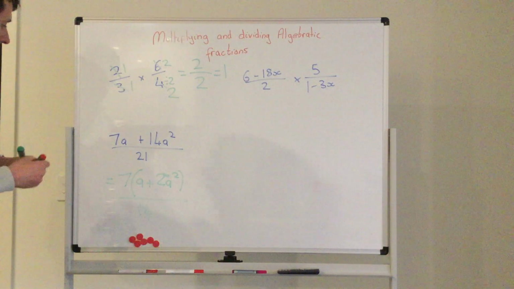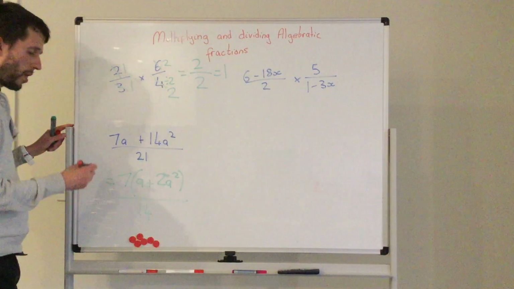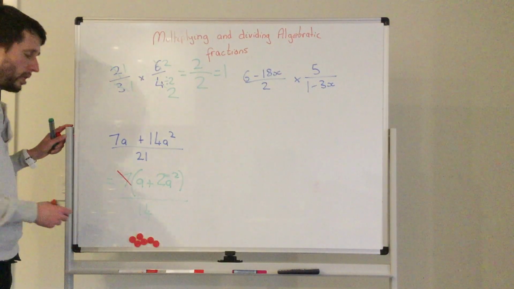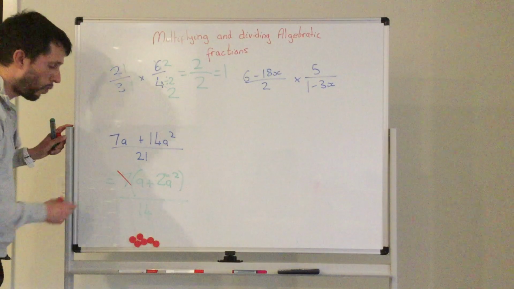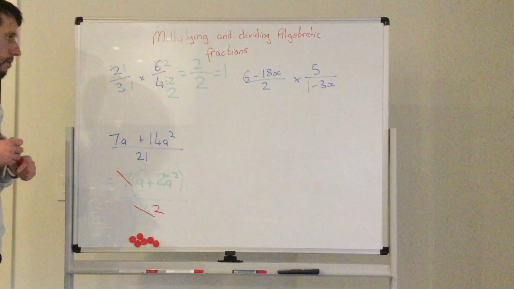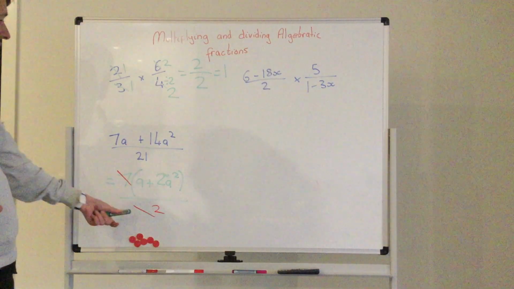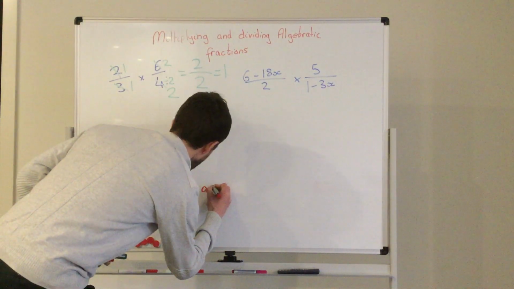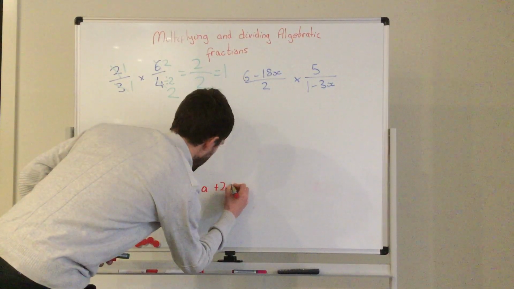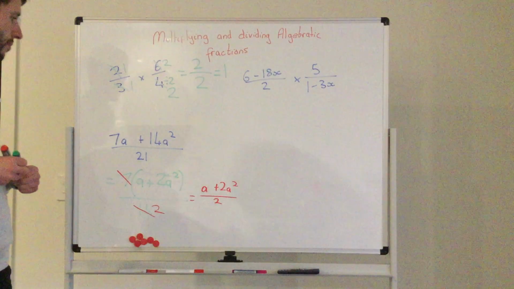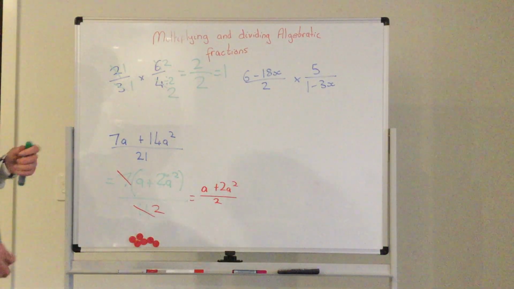Now, I can look at 7 and 14. 7 and 14 both go into each other. So 7 divided by 7 is 1. 14 divided by 7 is 2. And that leaves me with a plus 2a squared, divided by 2. That will be the simplest form.